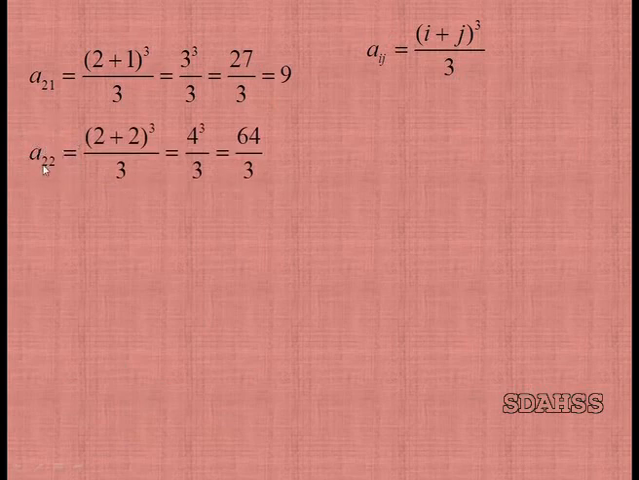Then find A22. A22 means substitute i equal to 2, j equal to 2. Then you have (2 plus 2) whole cube divided by 3. 2 plus 2 means 4. 4 cube divided by 3. 4 cube means 64. 64 by 3.